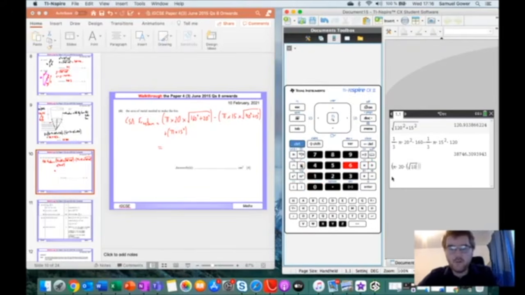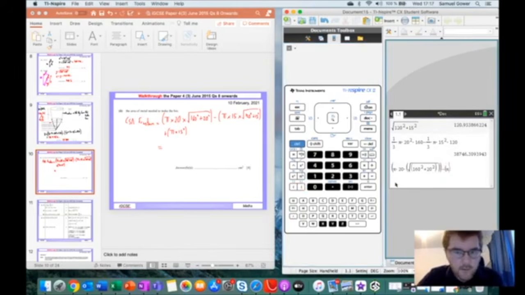You don't have to do this all in one step, but it's good to get used to being able to do this in one step. 20 squared. We're going to close that bracket, and I'm going to close that bracket again, making sure everything, so it should be brackets wise, good, and then minus, we'll do a similar calculation now.